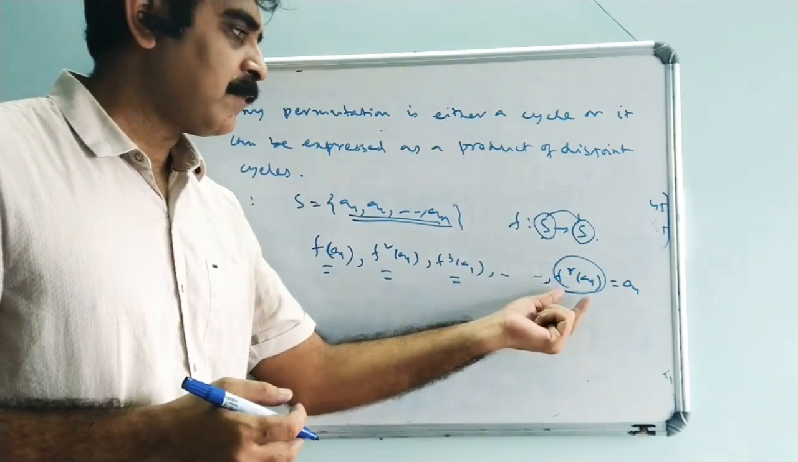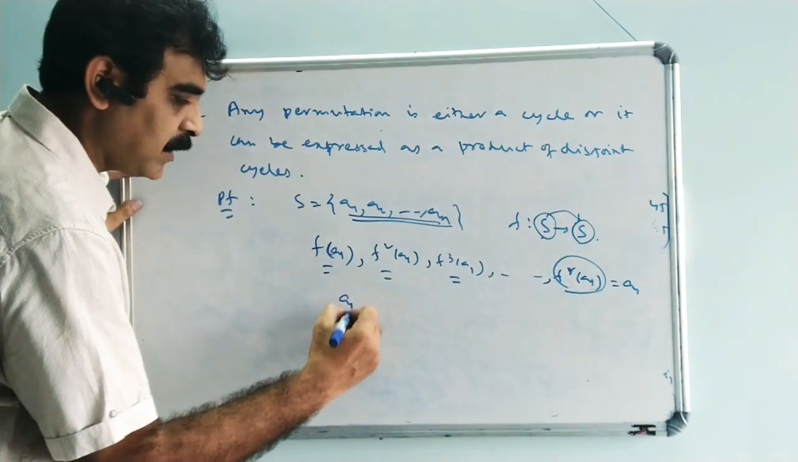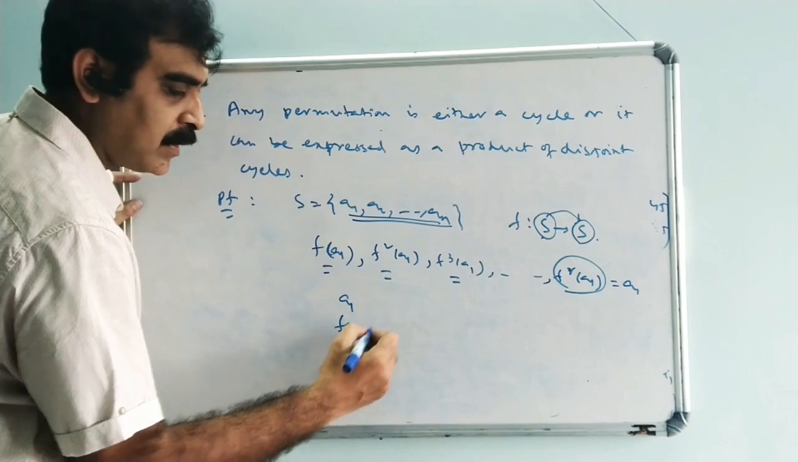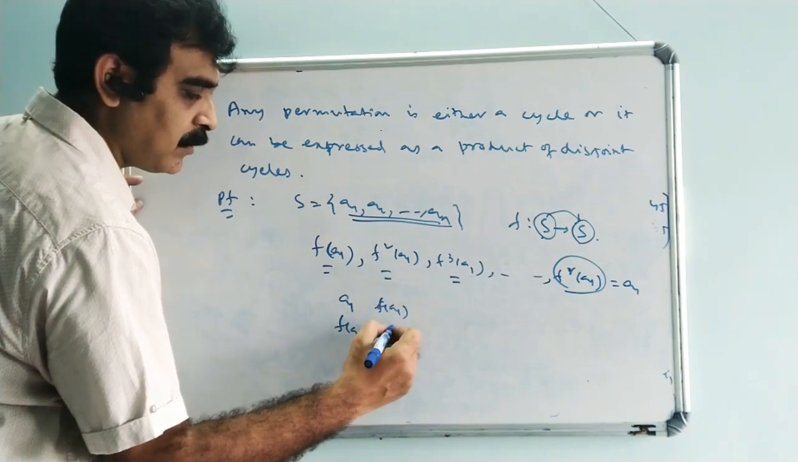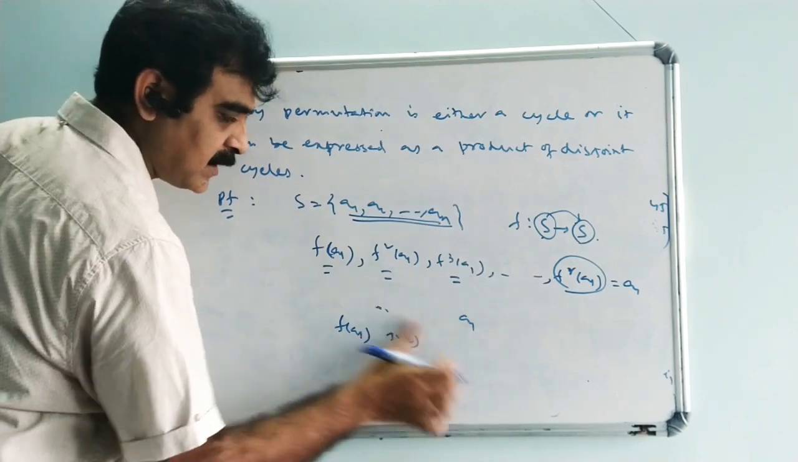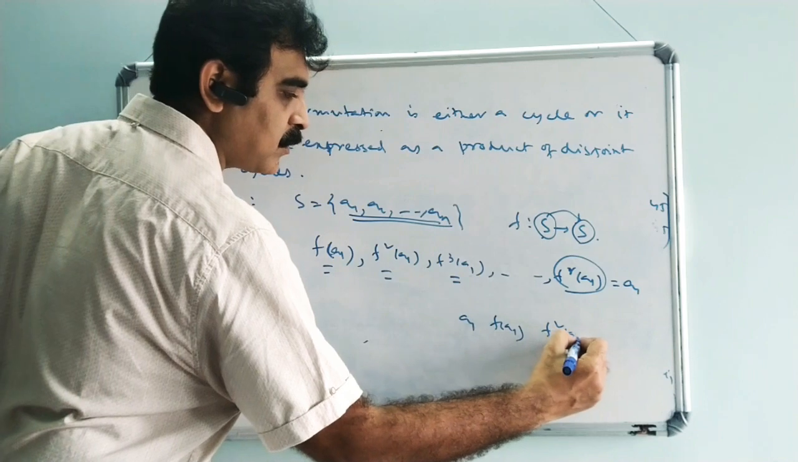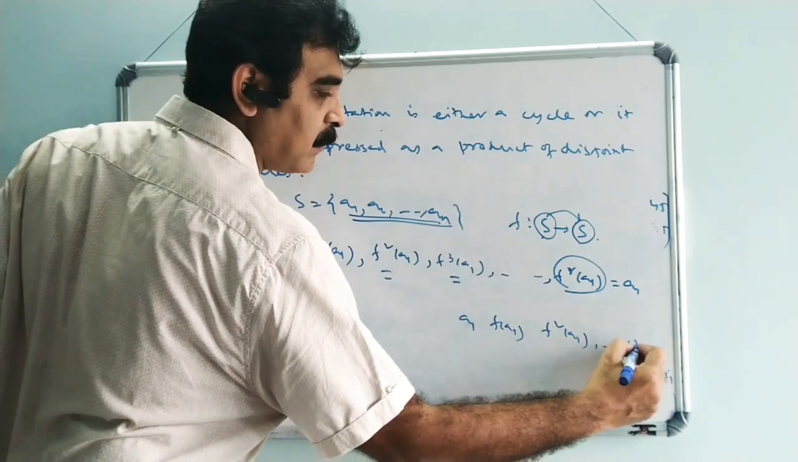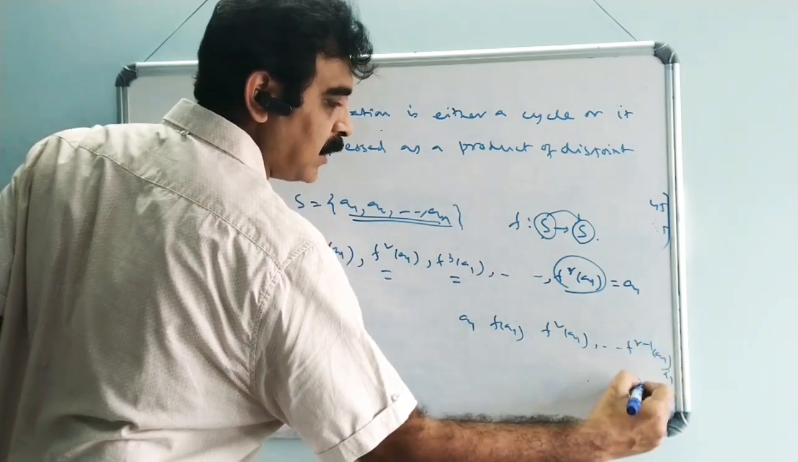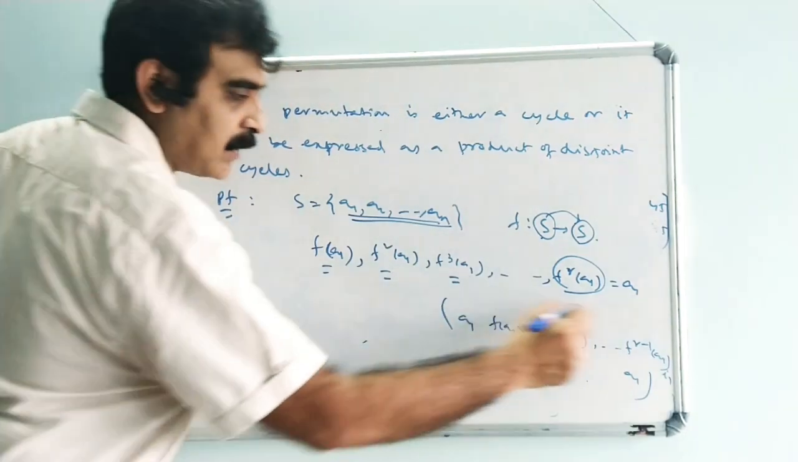We suppose F^r(A1) equals A1, then we get what? A1 goes to F(A1), F(A1) goes to F²(A1). That is, if we write in cycle notation, A1 goes to F(A1), F(A1) goes to F²(A1), and so on up to F^(r-1)(A1), then A1. F^r(A1) means A1, so it becomes a cycle.